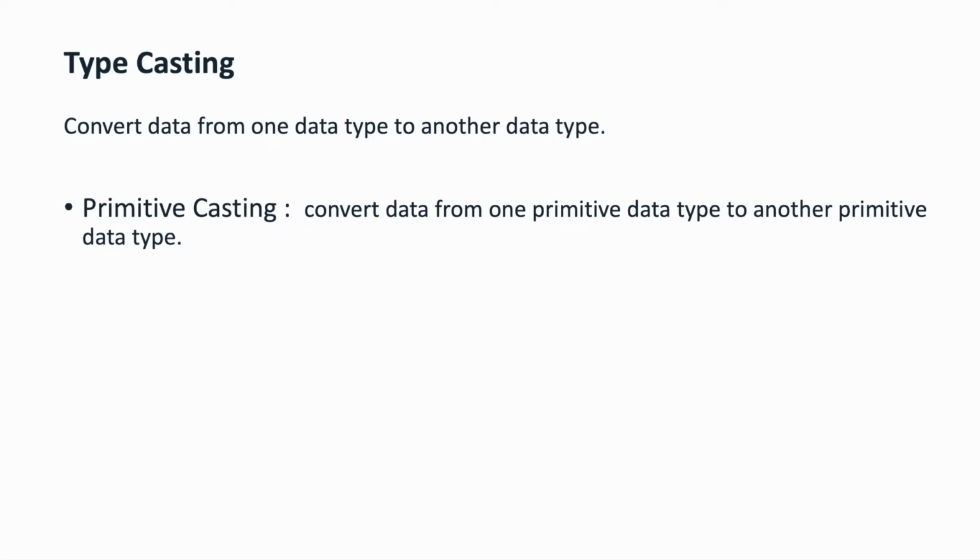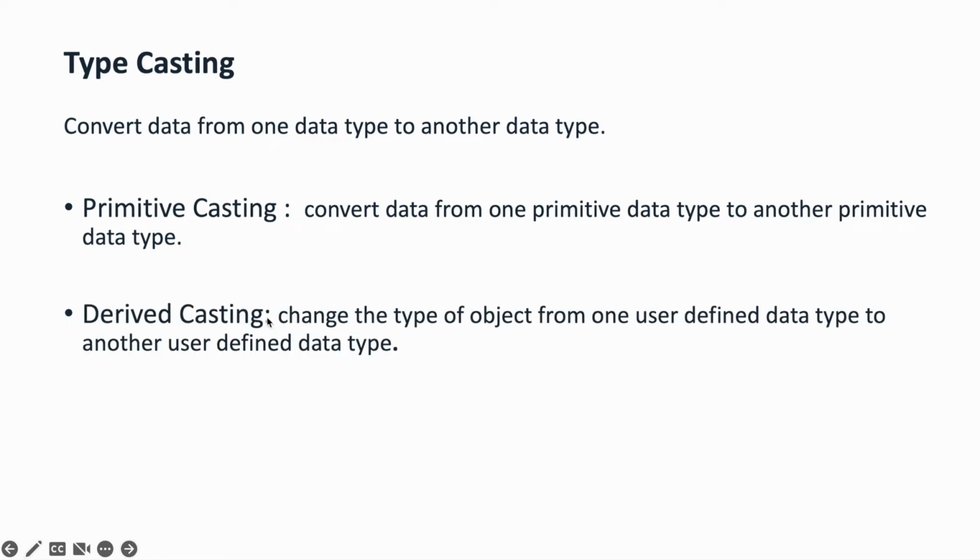Primitive casting is the process of converting data from one primitive data type to another primitive data type. Derived casting is the process of changing the type of object from one user defined data type to another user defined data type. So in Java, typecasting is divided into two types: primitive typecasting and derived typecasting. Now we will see each type in detail.